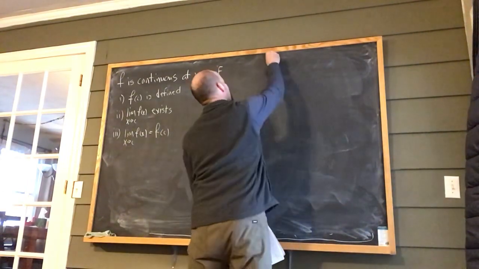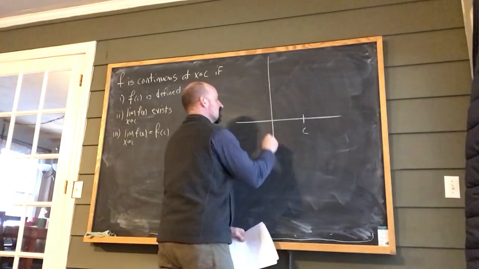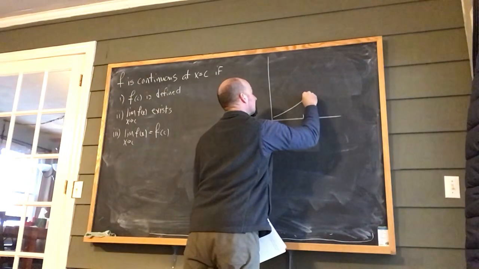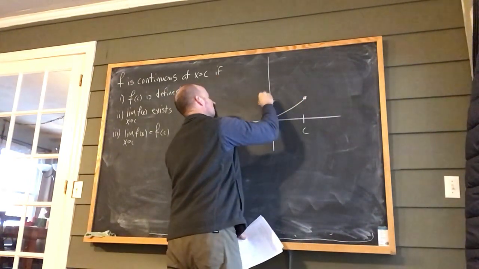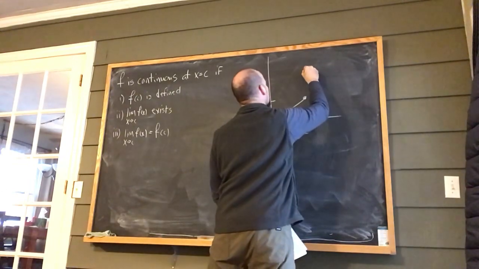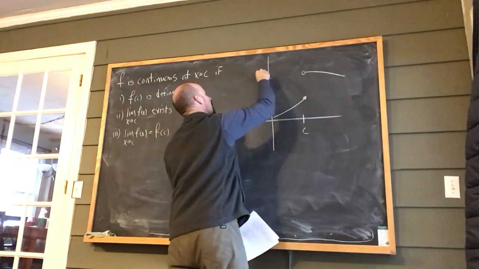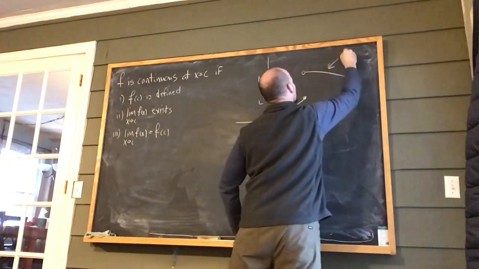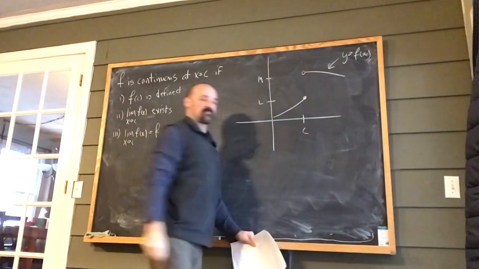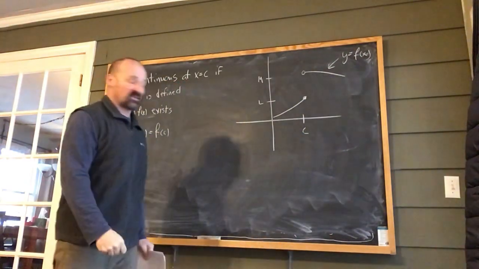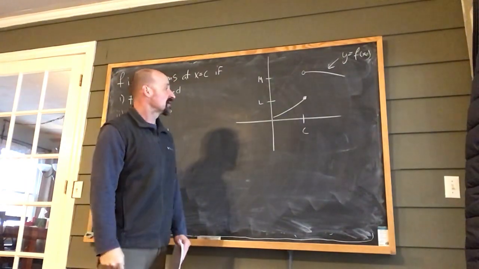Put up this graph. C, okay, call that L, and this, call that M. Right. And note the graph has a break in it, so I know the function's not continuous.